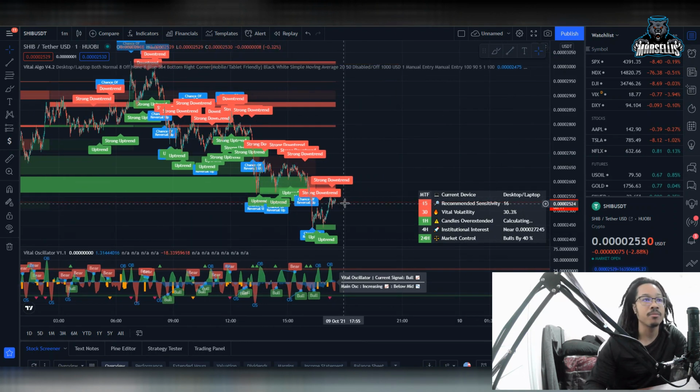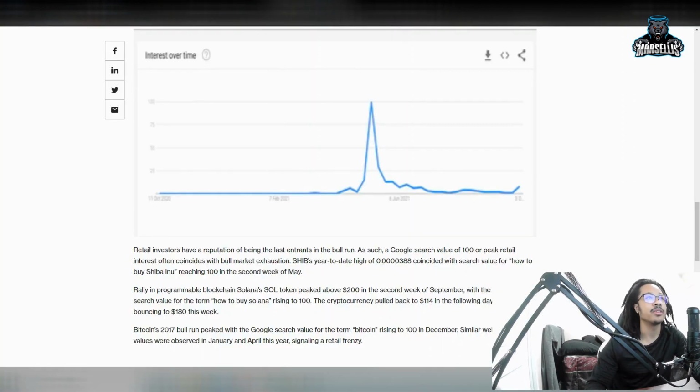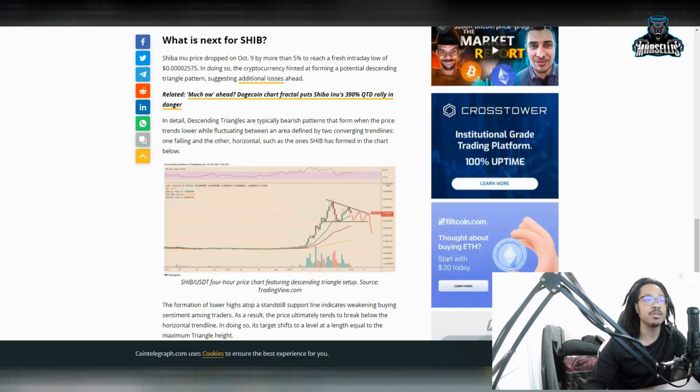And now that we're here, a lot of people are starting to spread FUD about it and be a little bit pessimistic about it. But I'm still optimistic about Shib. But anyways, what is next for Shib? As you can see, they showed that we're on a potential downtrend here.